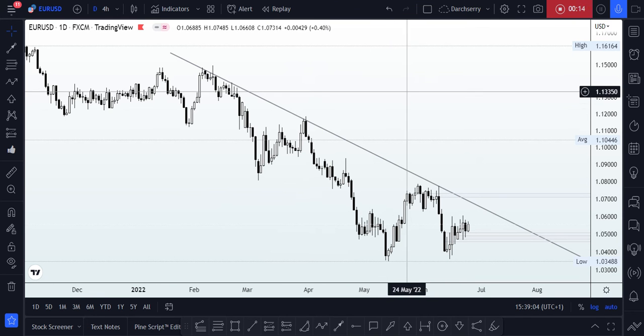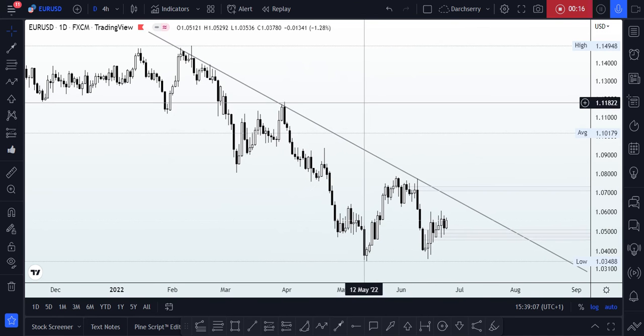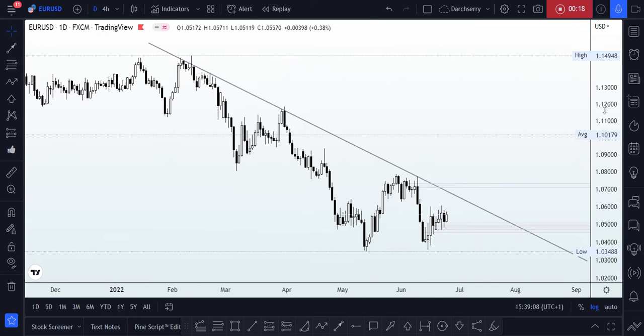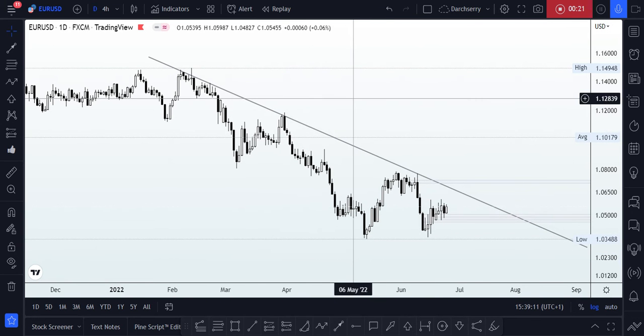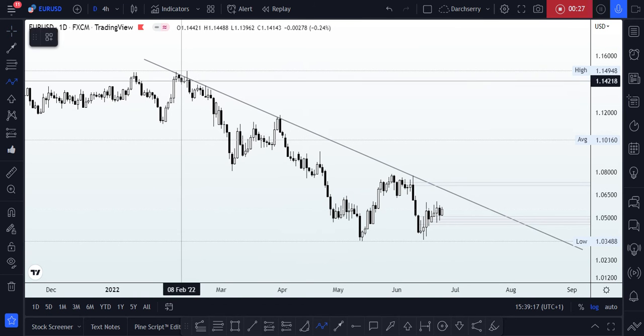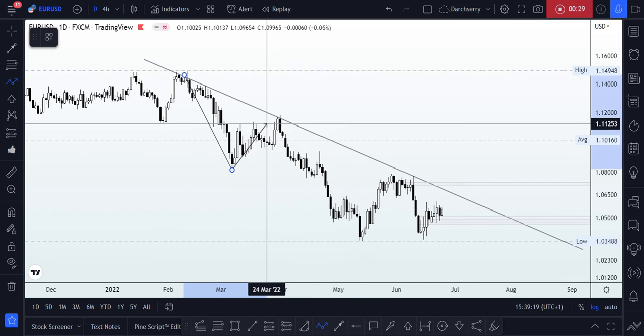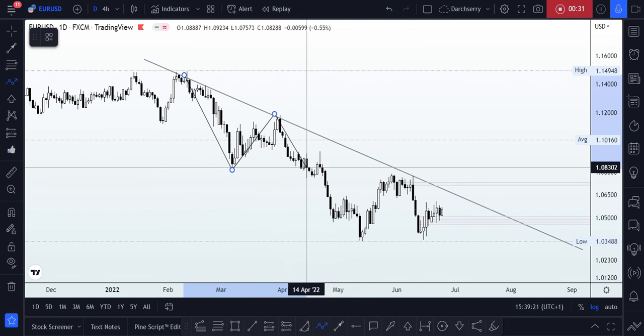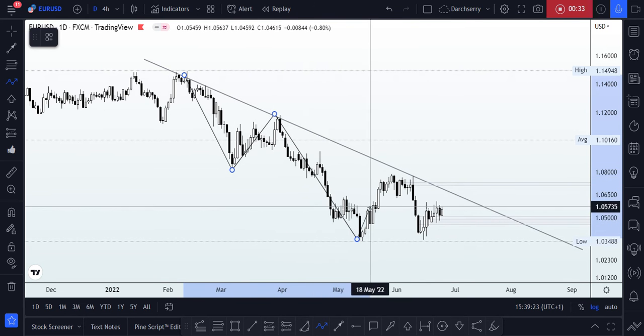The first thing we will notice if we go up to the daily time frame is that we have been on a long-term bearish momentum since the beginning of February, as we can see our price has continued to respect that bearish trend line as price continues to find lower highs and lower lows.